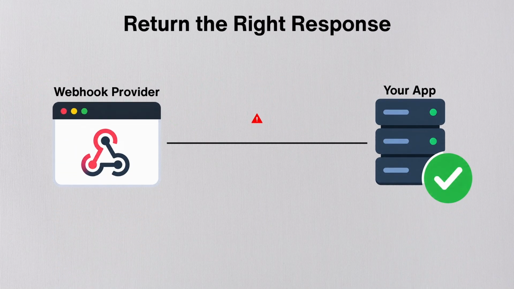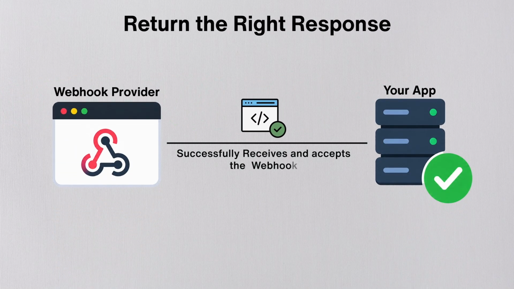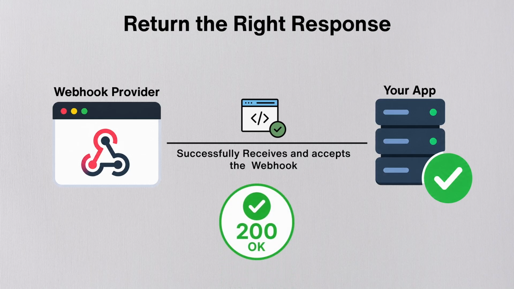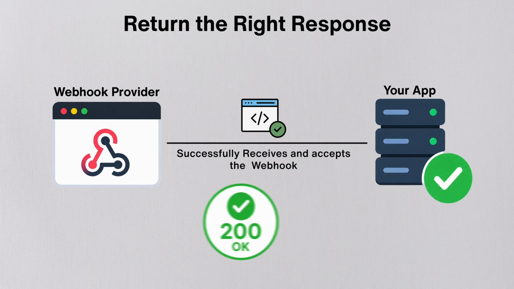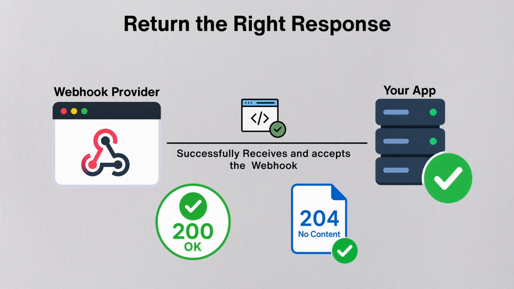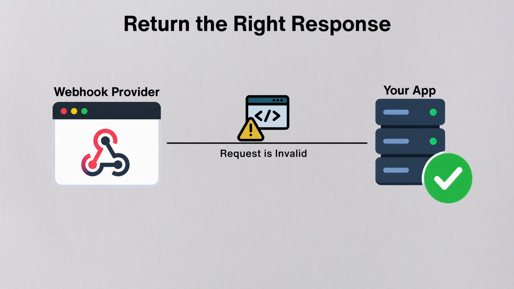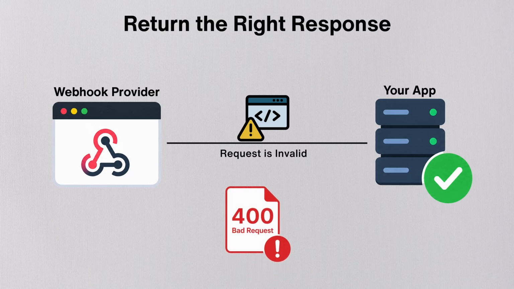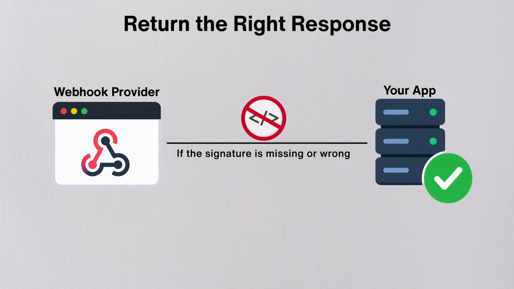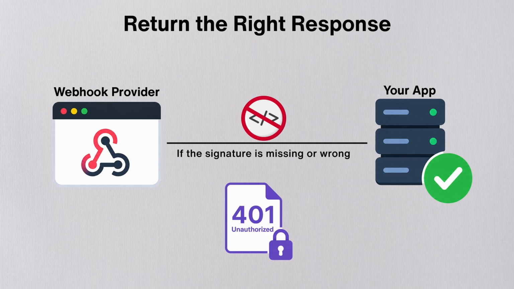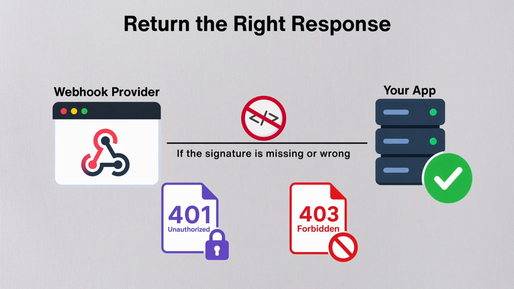Webhook responses matter. If your application successfully receives and accepts the webhook, return a 200 response. Usually 200 OK is fine. You can also return 204 no content, but if the request is invalid, return 400 bad request. If the signature is missing or wrong, return 401 unauthorized or 403 forbidden, depending on your API style.